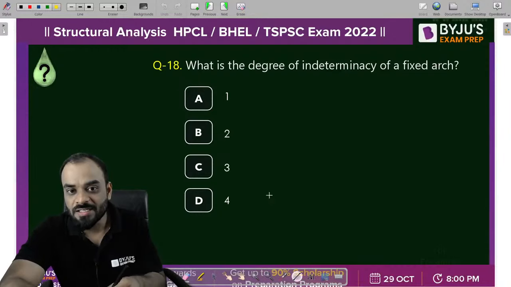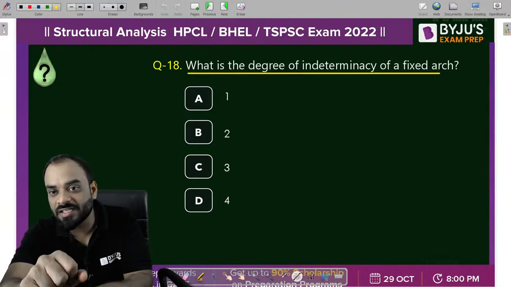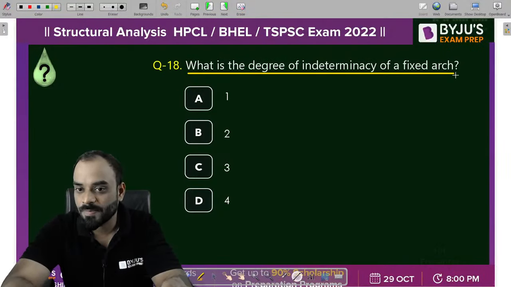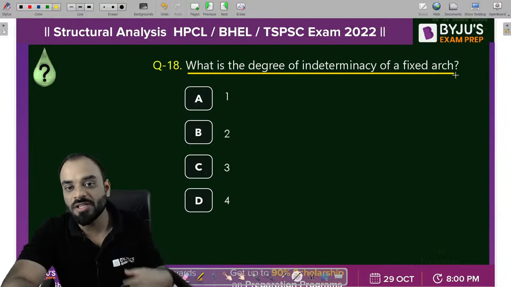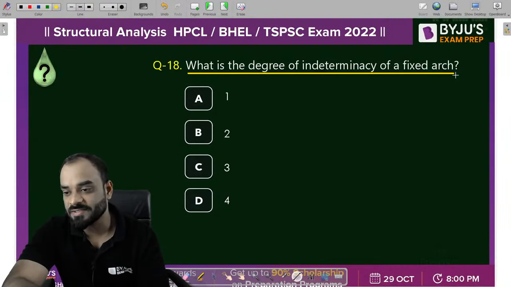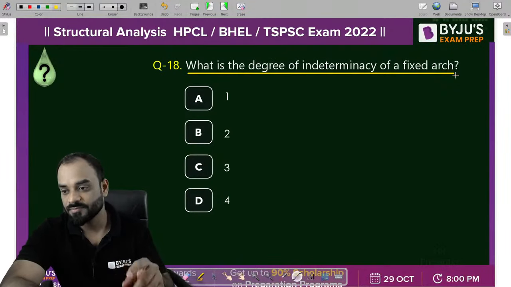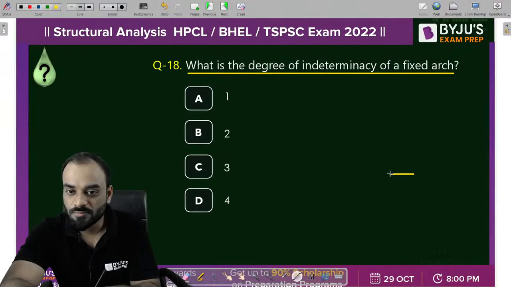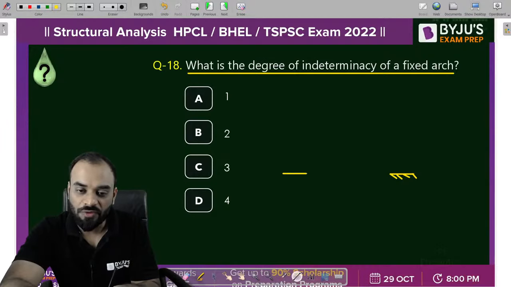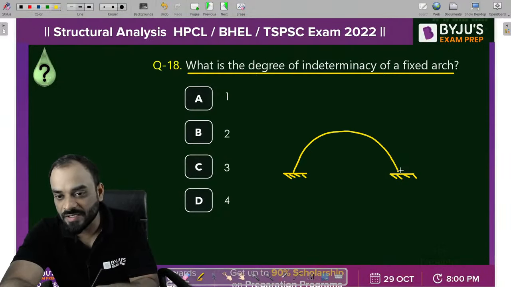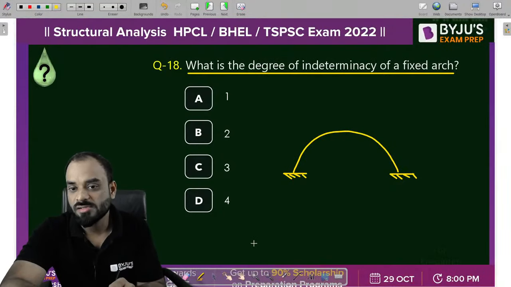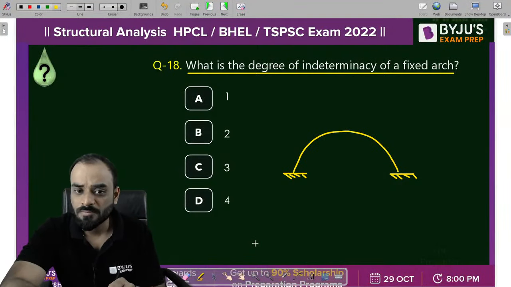What is the degree of indeterminacy of a fixed arch? For a fixed arch, what should be the value of indeterminacy? If you have a fixed arch, then what should be the value of indeterminacy in this case? B, 2. Santu, 3. Okay.